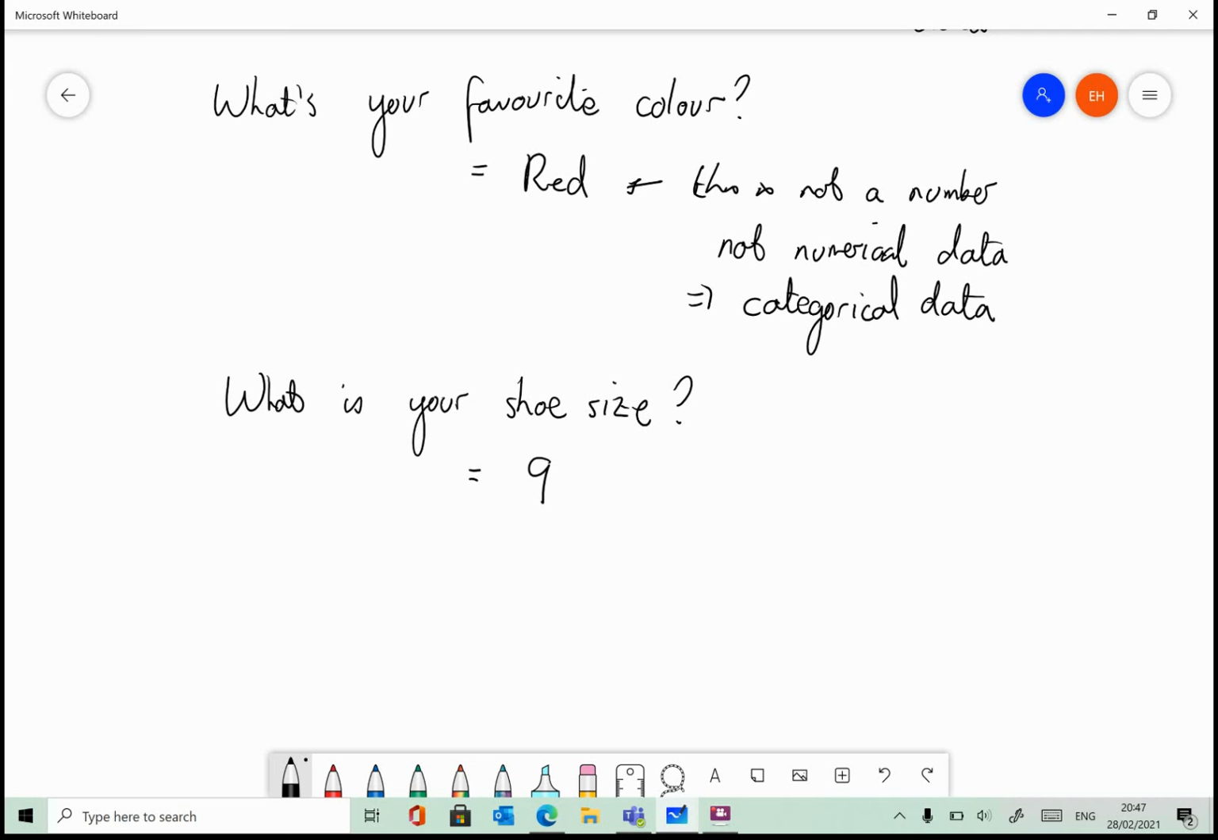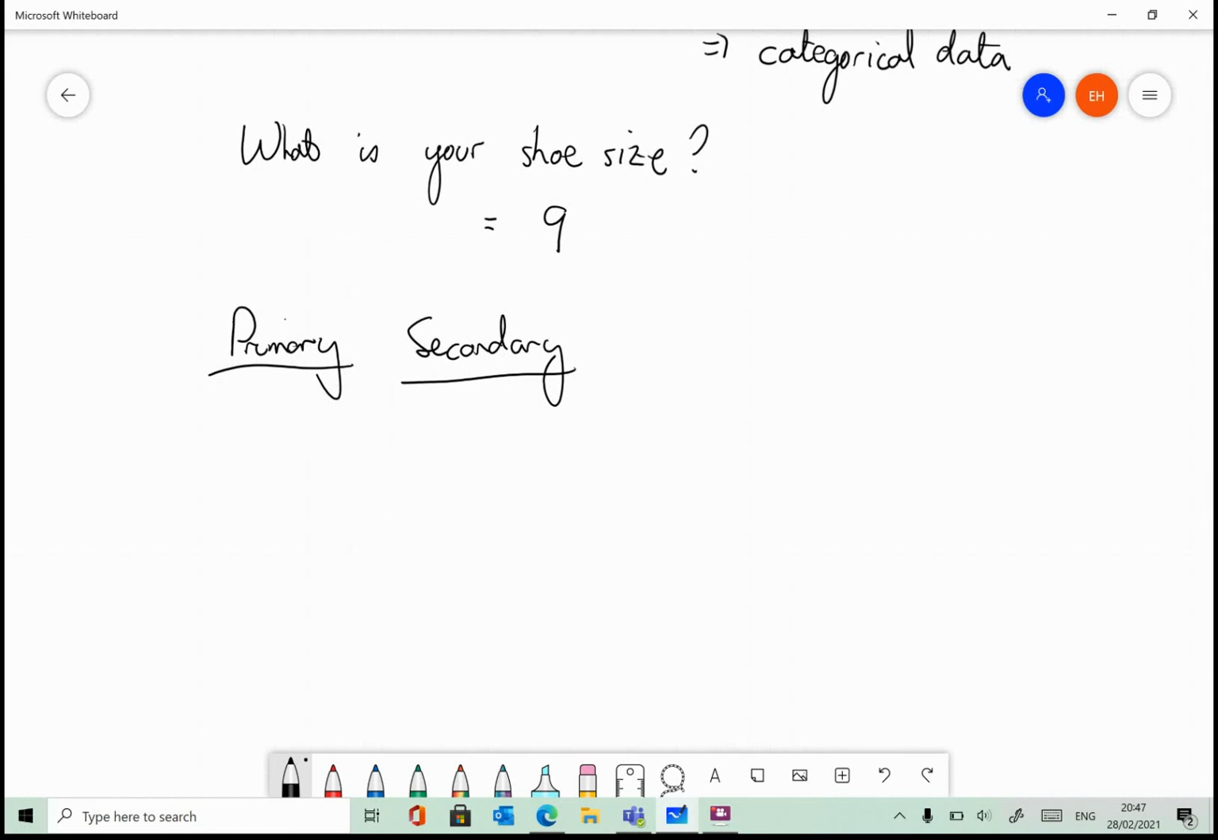Now, so that's data. There's one other thing that we can talk about in this chapter, and that is primary and secondary data. Okay, so you guys are in secondary school now, and this is the second school that you have been in. You would have been in a primary school before this. Okay, so primary comes first, and then secondary comes next.